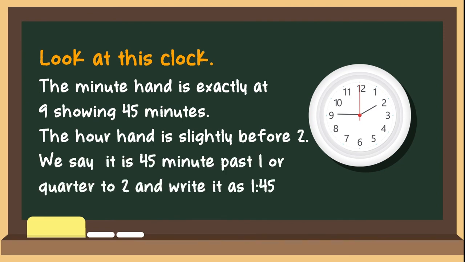The minute hand is exactly at 9, showing 45 minutes. The hour hand is slightly before 2. We say it is 45 minutes past 1 or quarter to 2 and write 1:45.